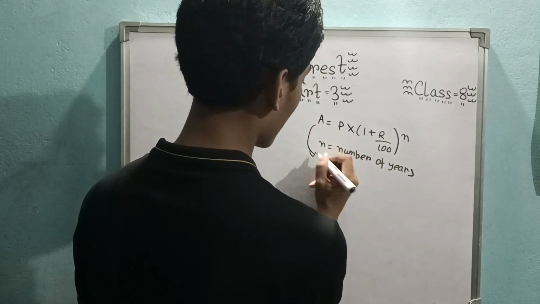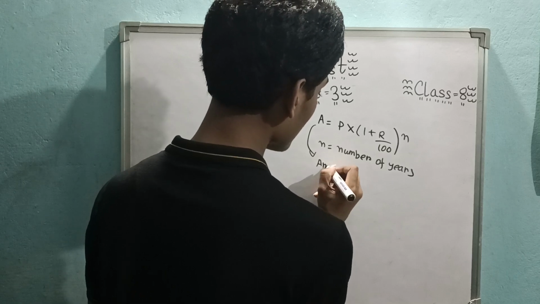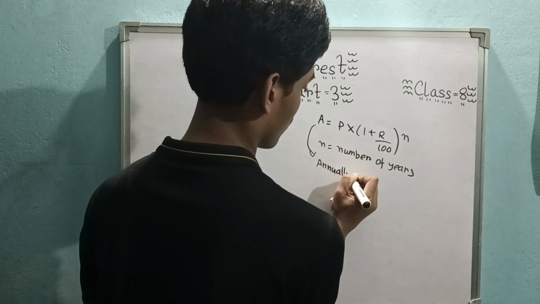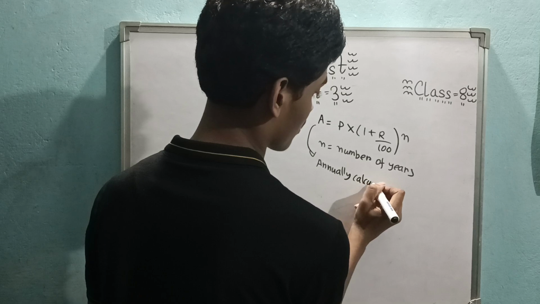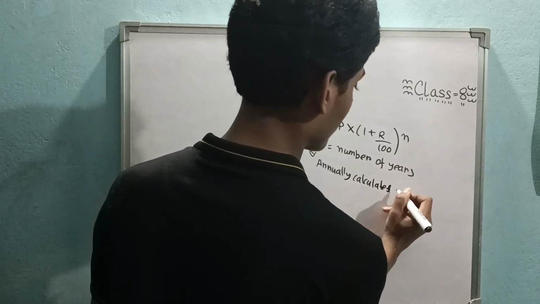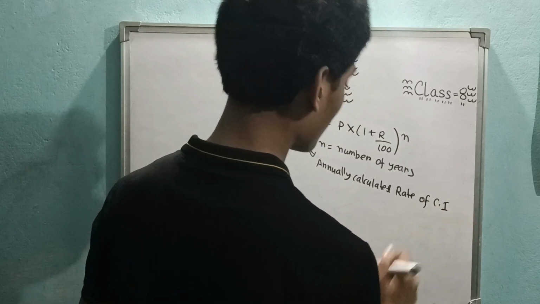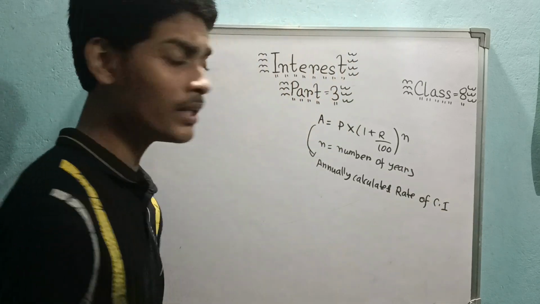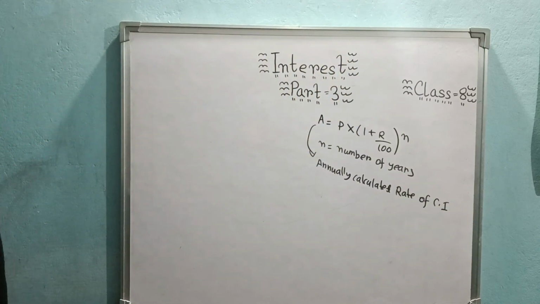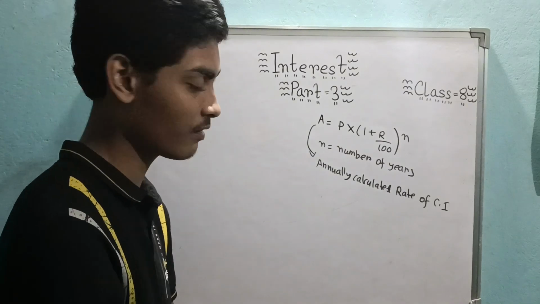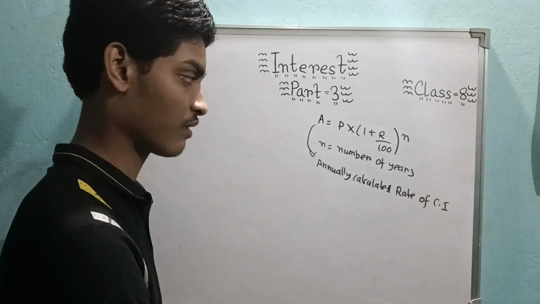This formula is for annually calculated rate of compound interest. When the compound interest is calculated annually or per annum like that, then this formula can appear in the process.